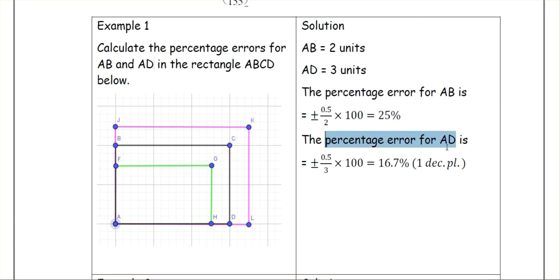The percentage error for AD, so we're saying that AD is 3 units long. Could actually be a little bit bigger or a little bit smaller. So we're going a half either way, half positive, half negative, which is this symbol. So 0.5 divided by 3 times 100 to give us a percentage error. And you'll notice that sometimes you need to round your answer. When you round your answer, make sure that you actually put this in the 1 decimal place. So you need to round correctly.